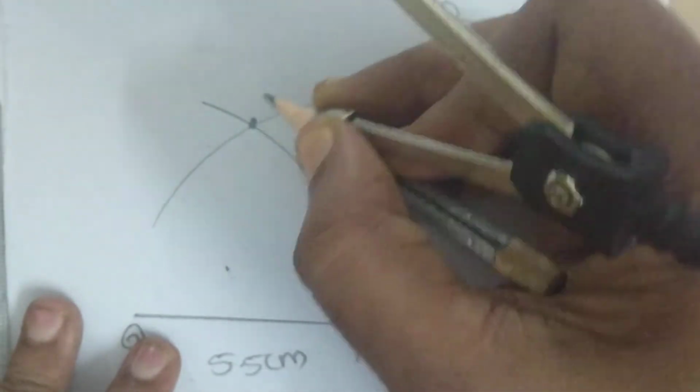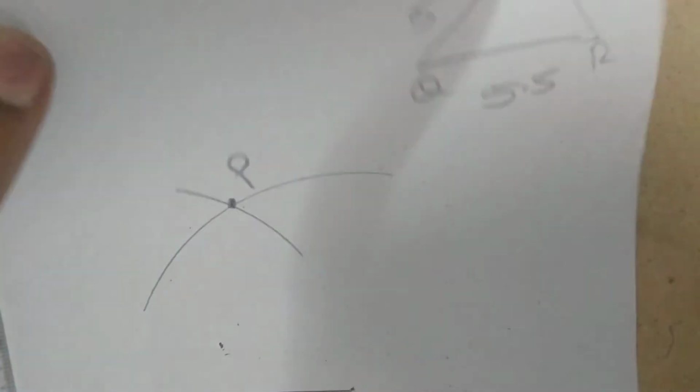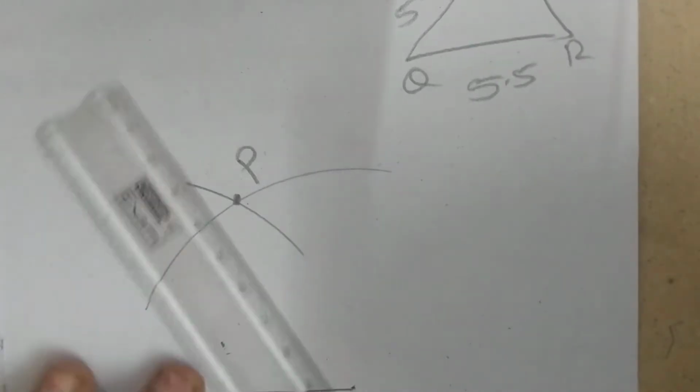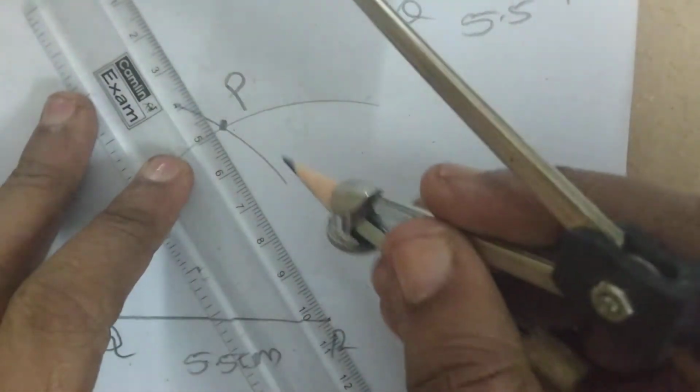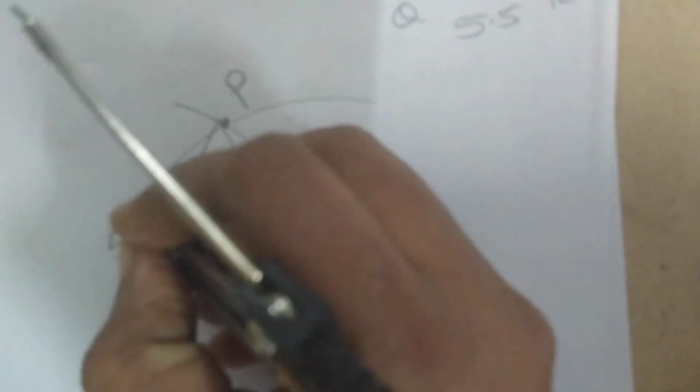The point where the two arcs intersect represents which alphabet? P. P is here, mark it there. Then join P to R and P to Q. You get the required triangle. So you just join PR and PQ. That's all. We get the required triangle PQR. Here PQ side is also 5.5 centimeter.